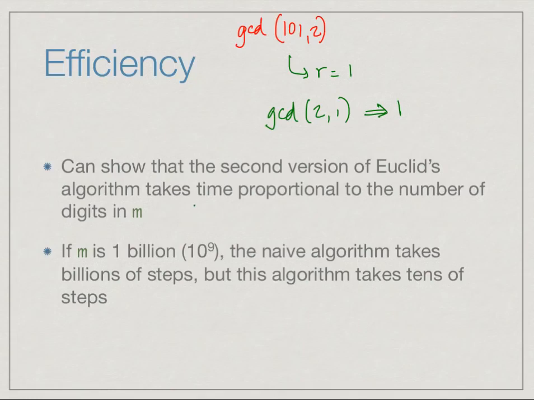In fact, what you can show is that this version with the remainder actually takes time proportional to the number of digits. So if I have, say, a 100-digit number, it will take about 100 steps. So for instance, if we have a billion as our number, a billion is about 10 to the 9, and will have about 10 digits. Then if I do the naive algorithm, it could take some constant times a billion number of steps, so say a billion steps. But this algorithm, because of the claim that it takes time proportional to the number of digits, since 10 to the 9 has approximately 10 digits, it will only take about 10 steps. So there's a dramatic improvement in efficiency in this version.